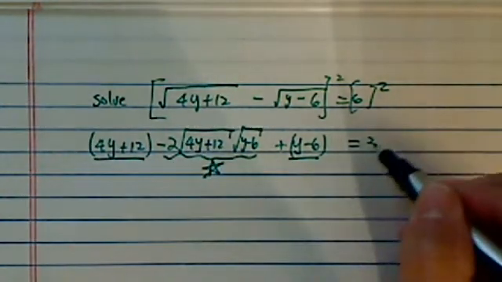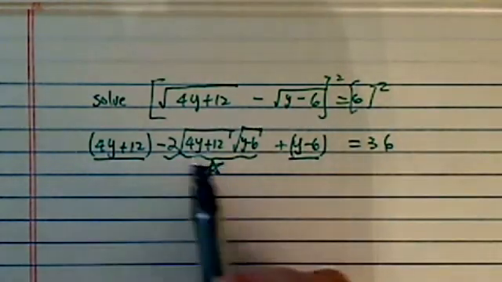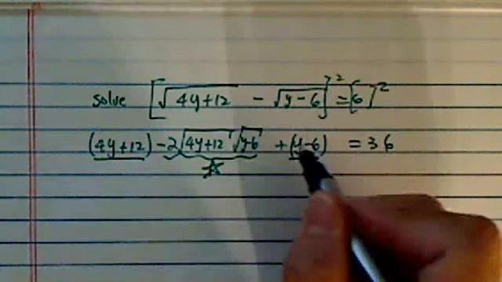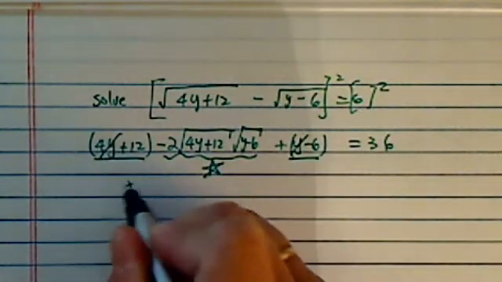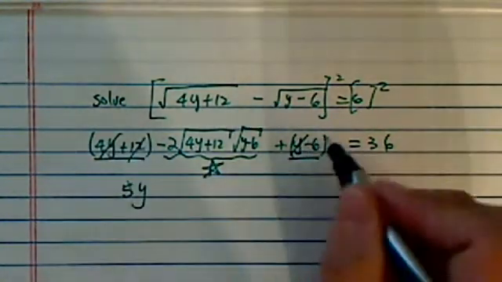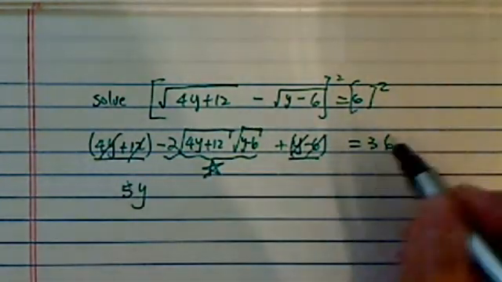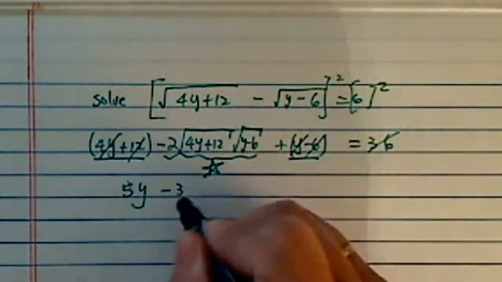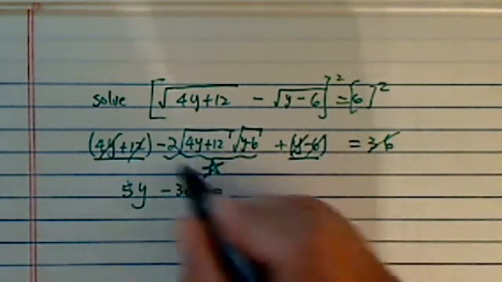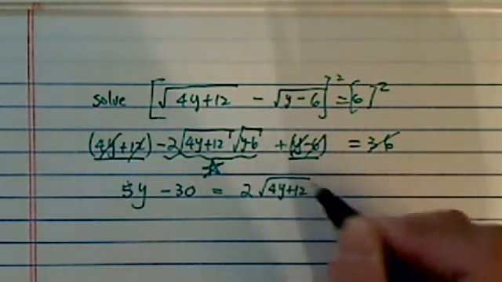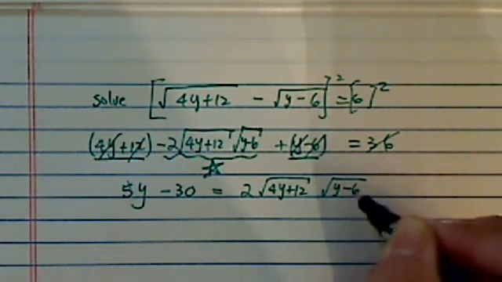This one is equal to 36. Since this one we have to square again, let's clean it up first. So y and 4y, this one we have a 5y here. 12 and 6, we have a positive 6 and minus 36, so I have minus 30. Let's move this whole chunk over. So 4y plus 12, and then y minus 6.